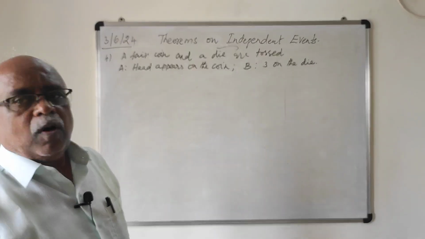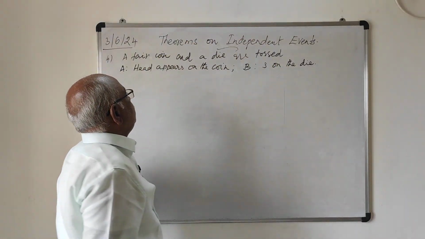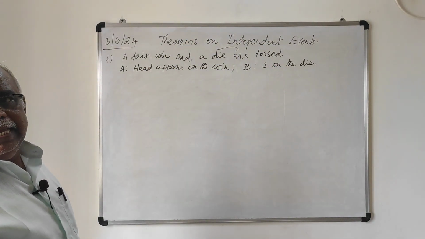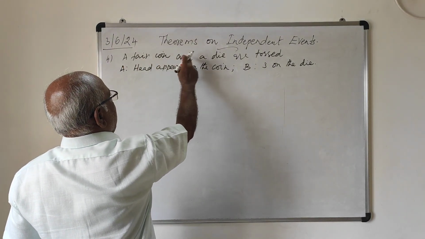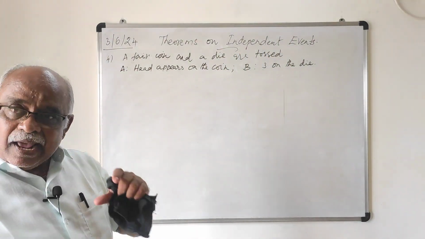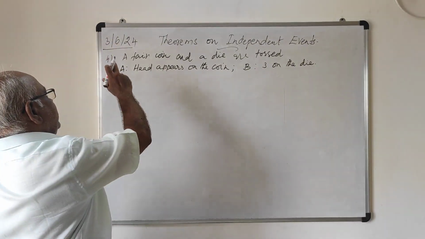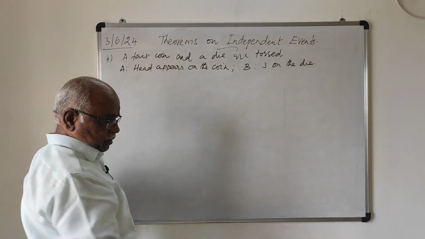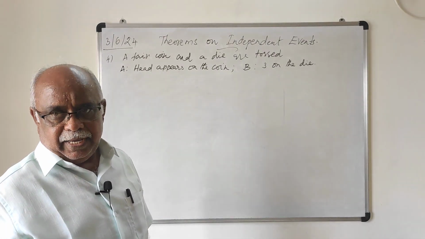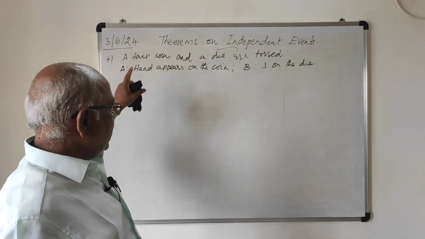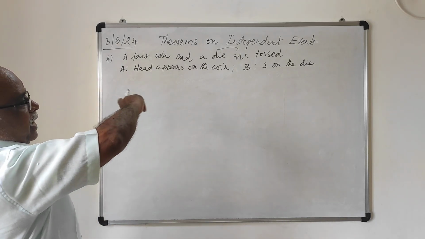Now, let us solve some problems using those theorems on independent events. The first problem is in your textbook, exercise 13.2, the fourth problem. A fair coin and a die are simultaneously tossed. There are two events: event A is head appears on the coin, and event B is 3 appears on the die. Now, check whether the events A and B are independent or not.